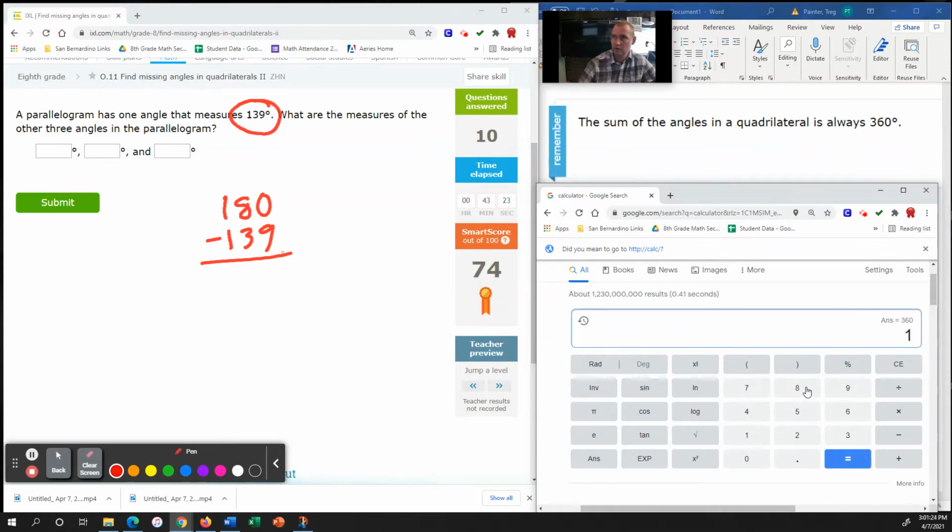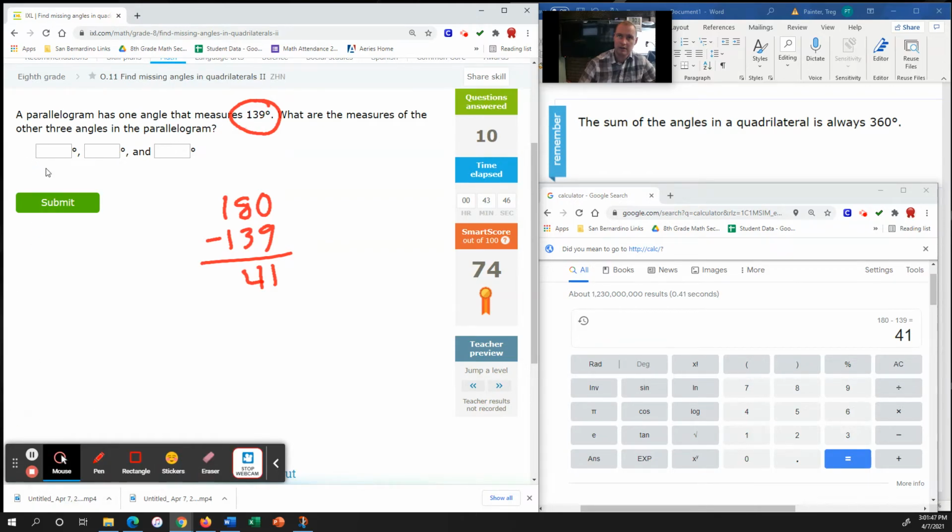So that's going to be 180 in the calculator minus, careful, I thought it was 139. Minus 139. I think it's 41. Yeah, 41. There we go. So what we know is 139 across from it has to be another 139. Then also we have two 41s. So 41 and 41.